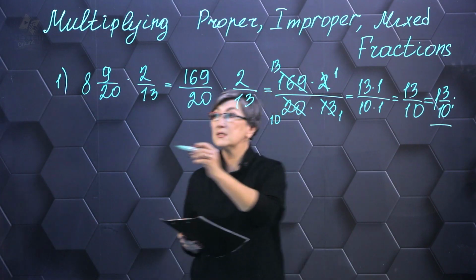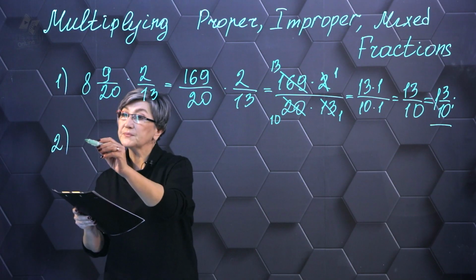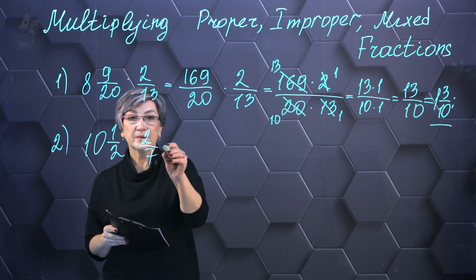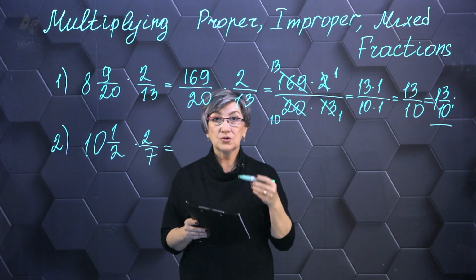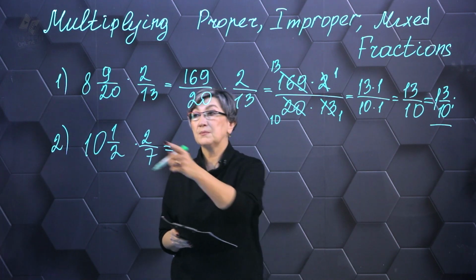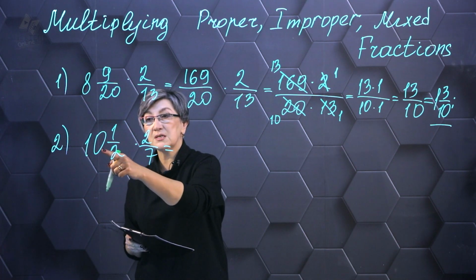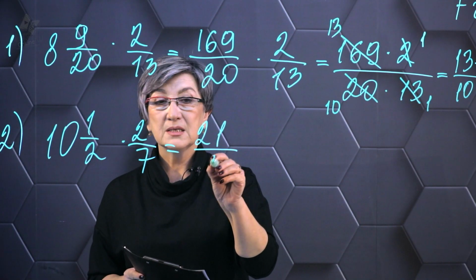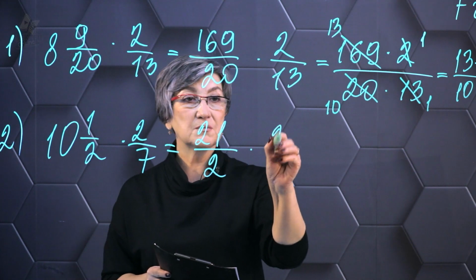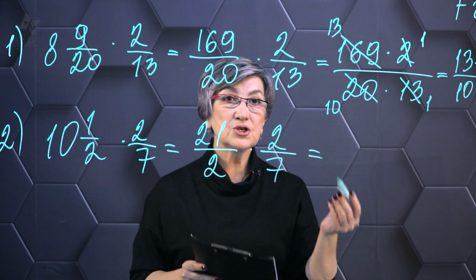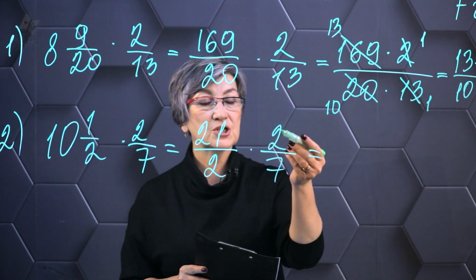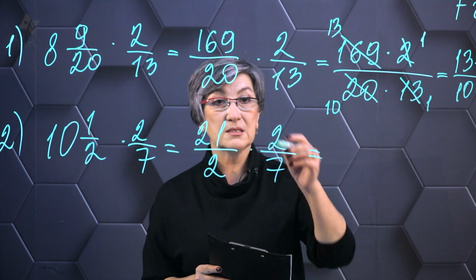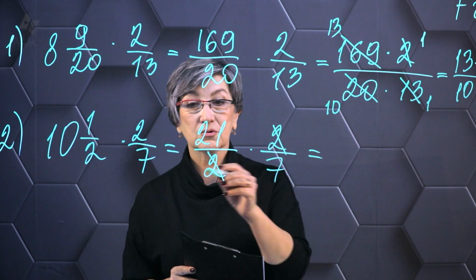One more example we will analyze with you. 10 whole 1/2 times 2/7. The example is similar. That is, the algorithm of action is the same. We convert to an improper fraction, 10 multiplied by 2. This is 20. 20 plus 1 is 21. We leave the denominator and 2/7. I'm no longer going to write down that I need to multiply the numerator by the numerator and the denominator by the denominator. I will try to reduce immediately.